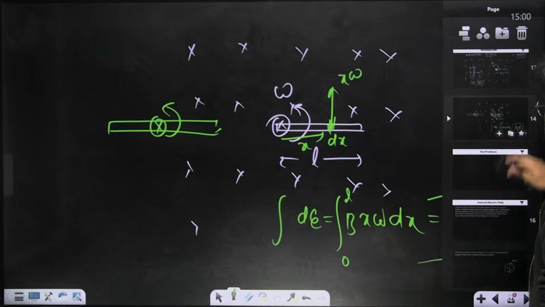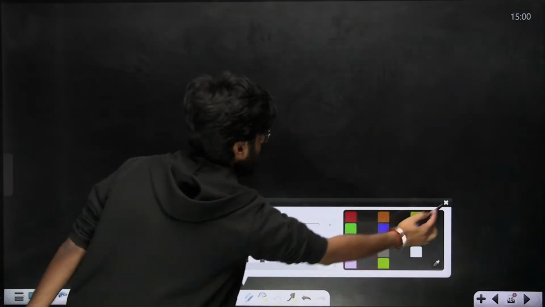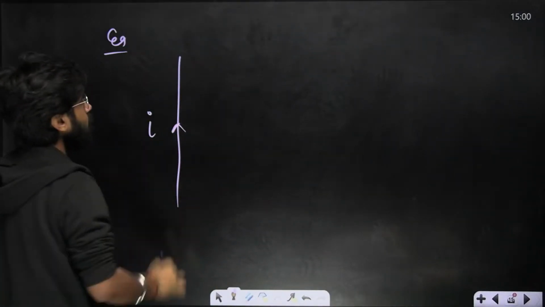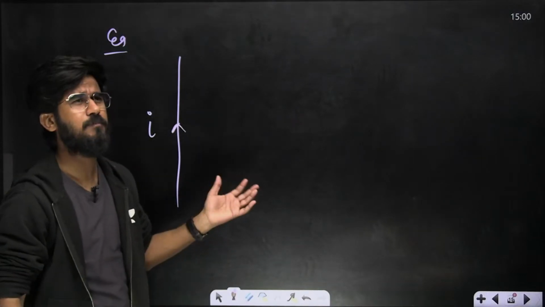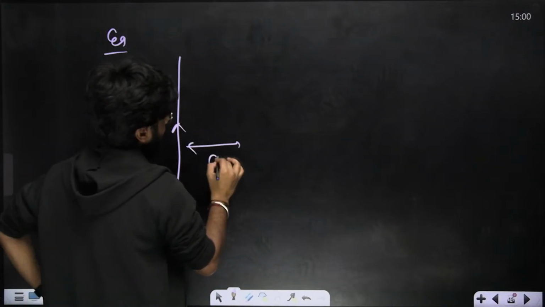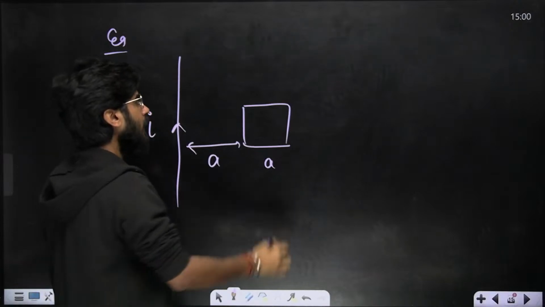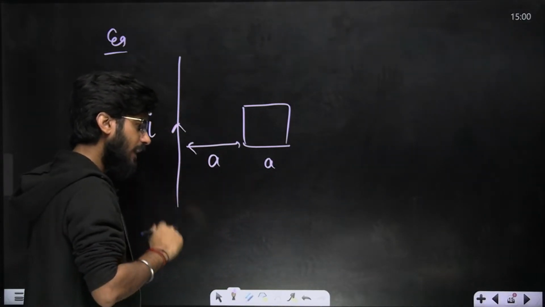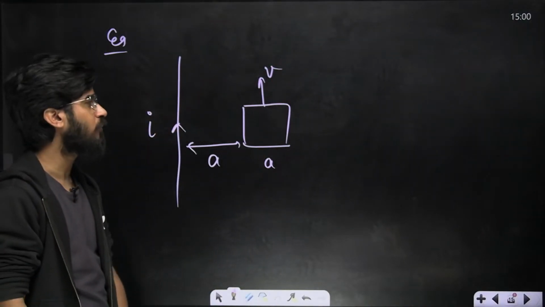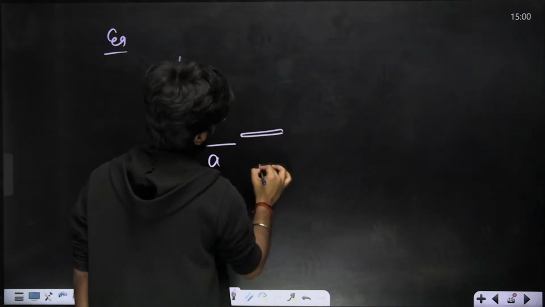Now suppose there are some questions around this which are asked regularly. Suppose this is a current carrying wire with some current I, and there is a loop of side A moving in this direction. Now we will have to calculate, let me take just a rod of length A.